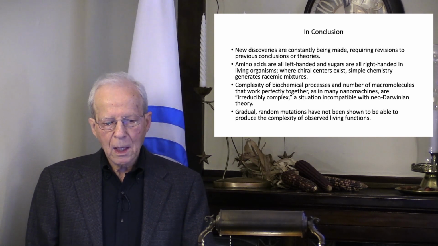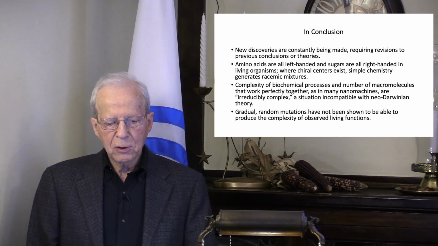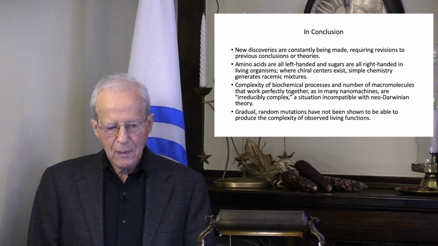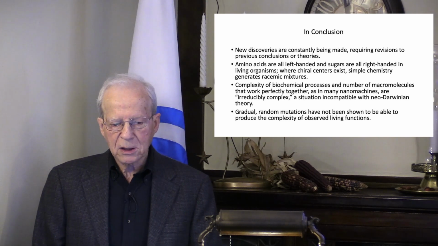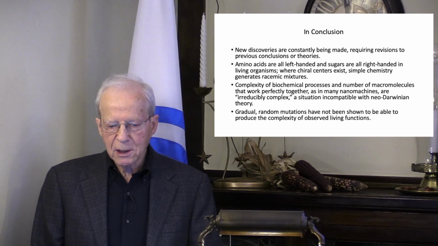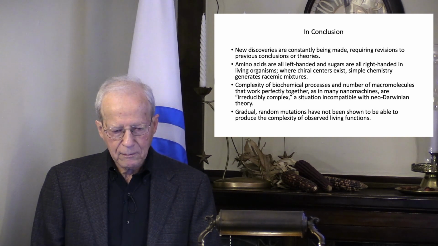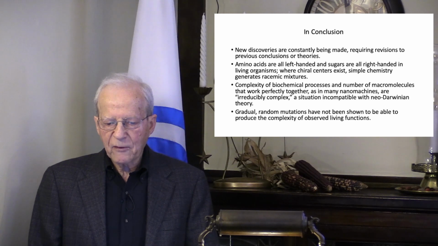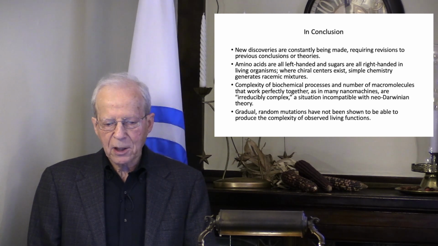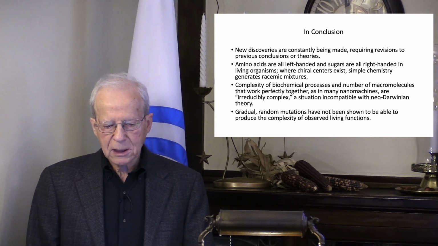In conclusion, new discoveries are constantly being made, requiring revisions to previous conclusions or theories. Amino acids are all left-handed, and sugars are all right-handed in living organisms, where chiral centers exist. Simple chemistry generates racemic mixtures only. Complexity of biochemical processes and a number of macromolecules that work perfectly together, as in many nanomachines, are irreducibly complex, a situation incompatible with neo-Darwinian theory.